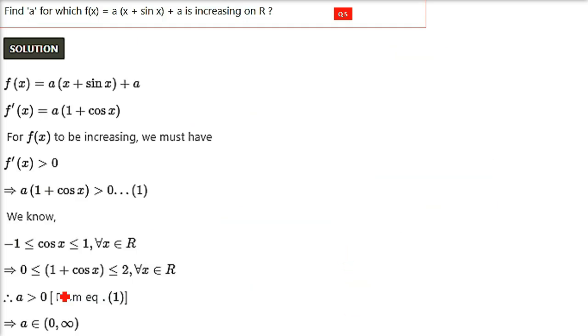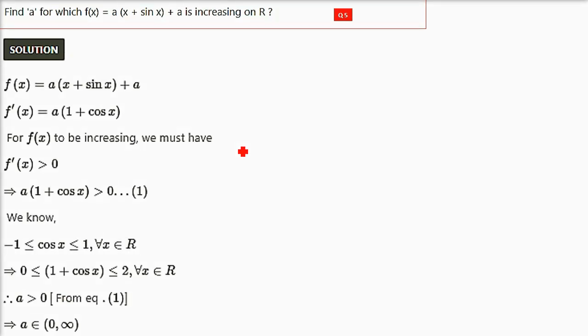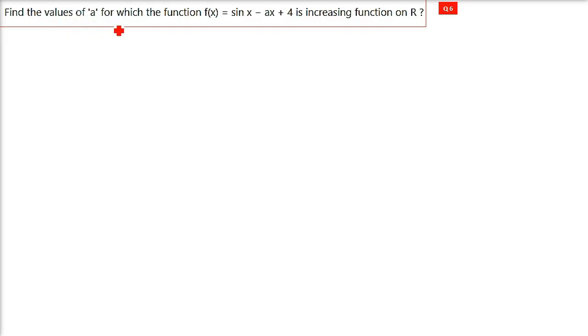Now whatever I explained is written here. Now you can just write in your own way. There are people who write in a different way, but the message should go to the examiner. Find the values of A for which the function f(x), this one, is an increasing function on R. So now the domain is real numbers, so any number which you know is a real number.